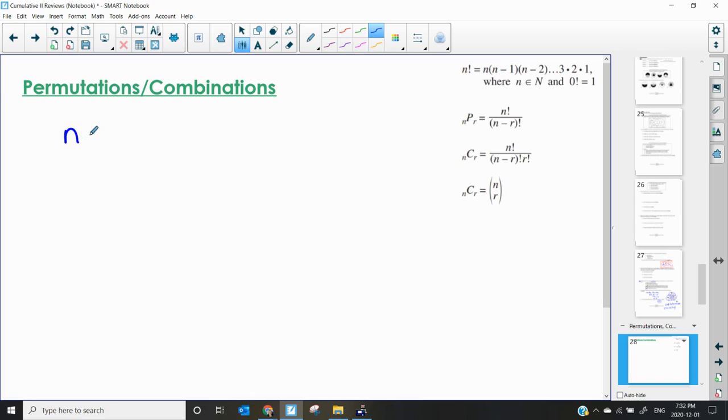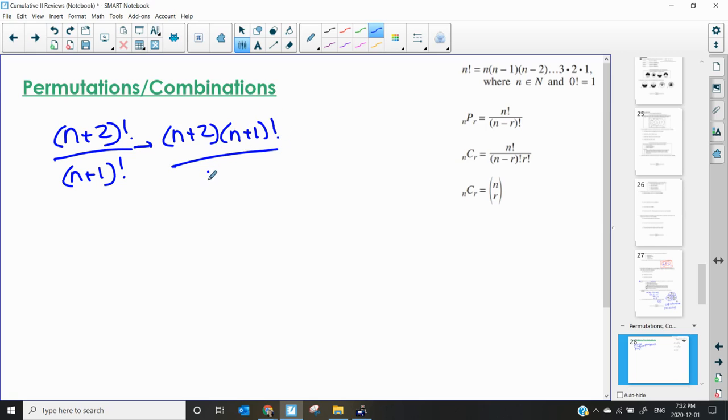For example, if I had n plus 2 factorial divided by n plus 1 factorial, and I had to break that down, well, I would start by breaking down the top. So I'd have n plus 2 times n plus 1 factorial, and that would be over n plus 1 factorial. As soon as those disappeared, I'd be left with n plus 2. So quite often we had to break things down in order to get to the next step, either simplifying or solving.